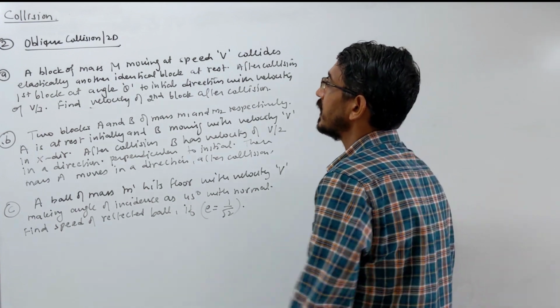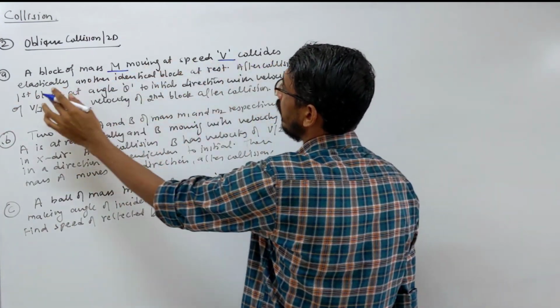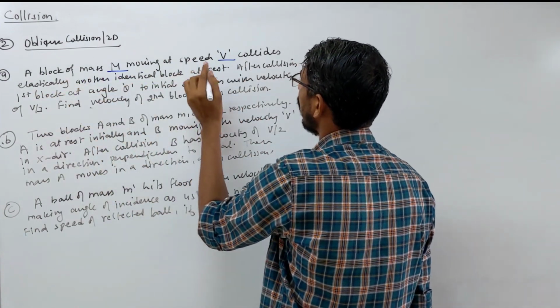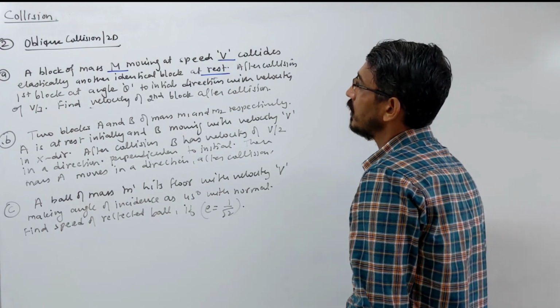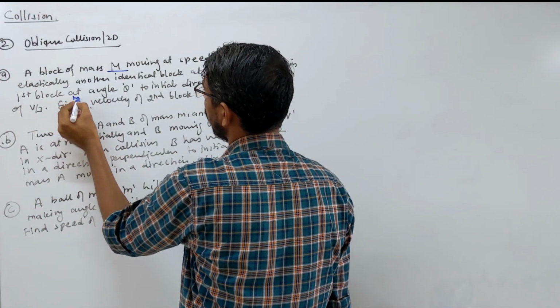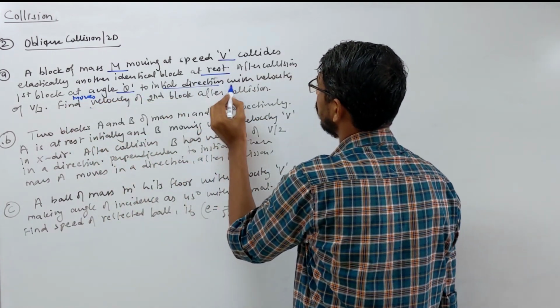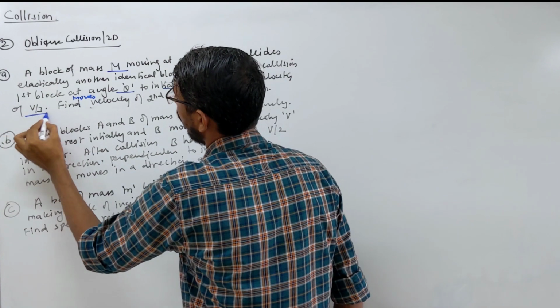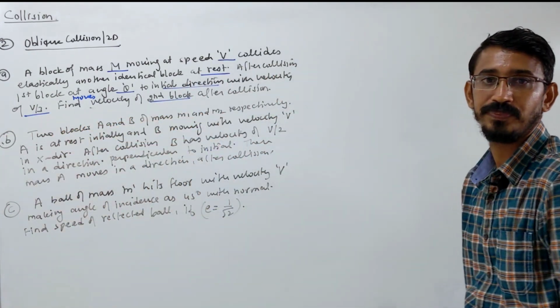So problem number 1 says that a block of mass m is moving with speed v and collides elastically with another identical block at rest. The second block is given at rest. After collision, the first block moves at angle theta to the initial direction, I forgot to write that here, with a velocity of v by 3. Find the velocity of the second block after the collision.